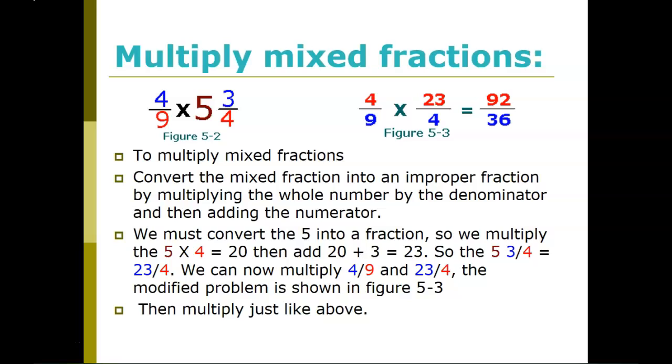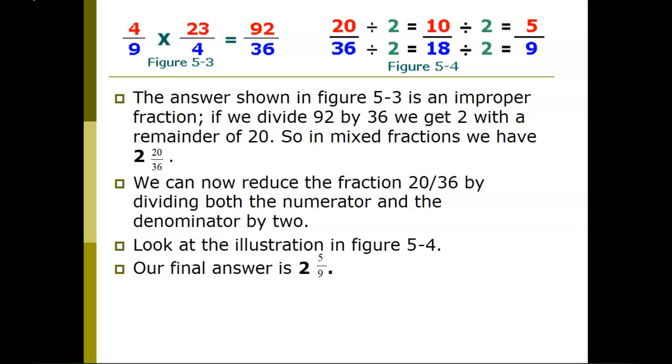When multiplying mixed fractions, you turn your mixed number into an improper fraction. So you do 5 times 4 is 20, plus 3 is 23. Leave it over the denominators as is, multiply, simplify. Does that make sense? Did I lose anybody? Because the biggest examples of this we're going to do are in the next one.